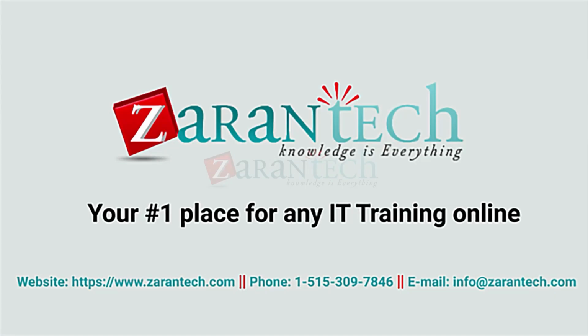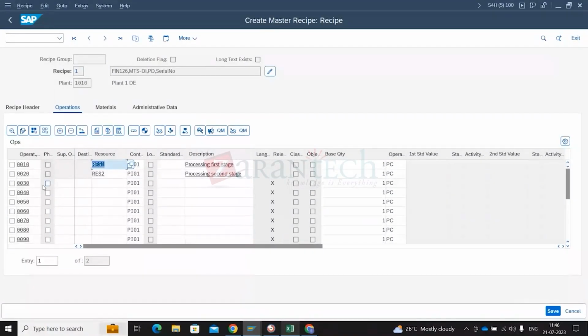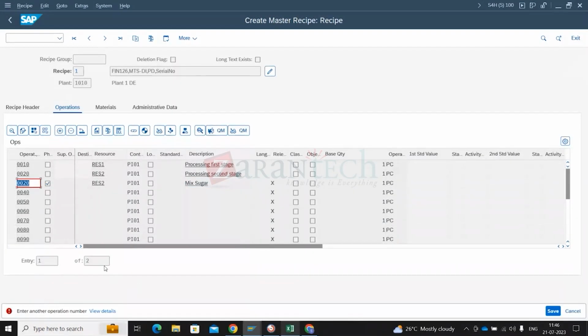It's like that. But here, if I want to add a phase to this 20, what I'll do is make it 20, indicate that this is a phase. This is again on resource 2, and then give the phase description as mix. This is processing mix sugar. Okay, and done. So enter another operation number.